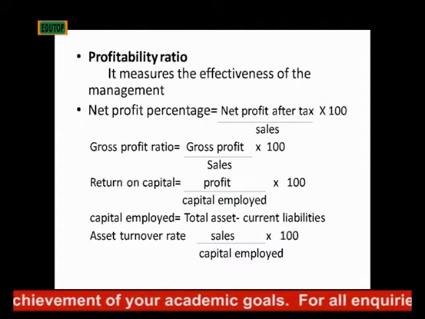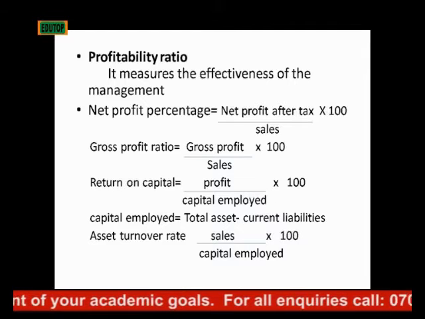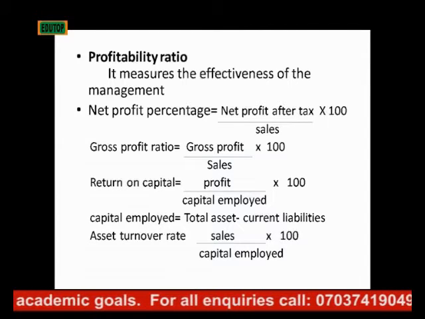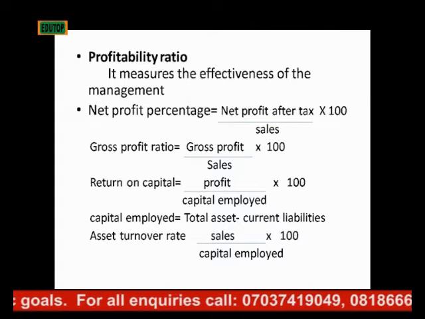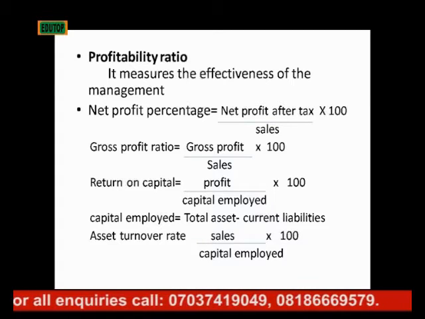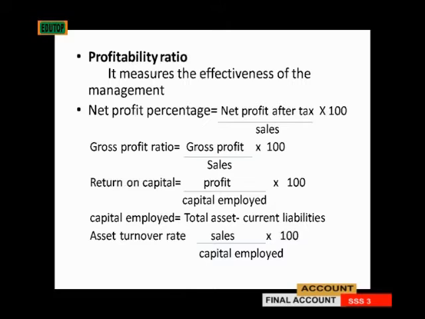Then we have the gross profit ratio, which is the gross profit times 100 divided by sales. You can associate gross profit with sales, and that is why it is divided by the sales.